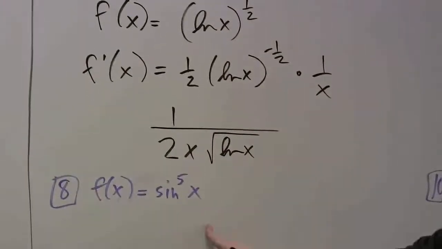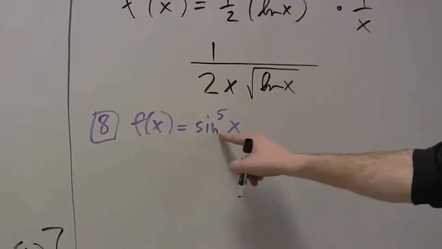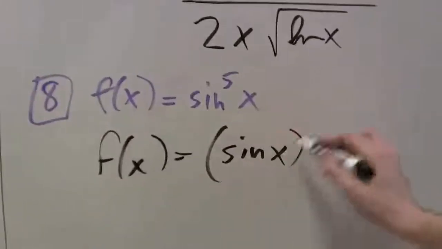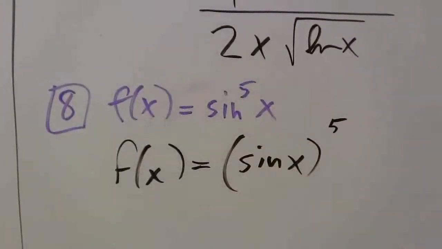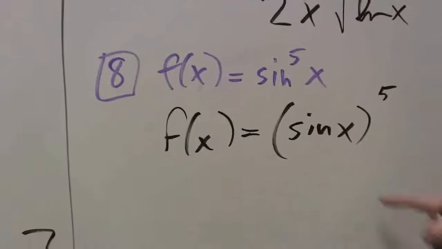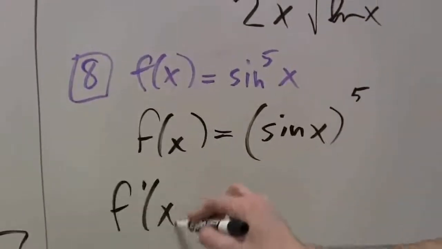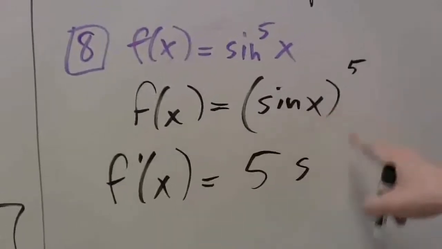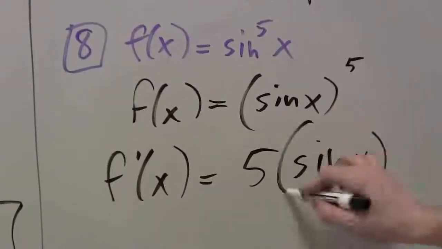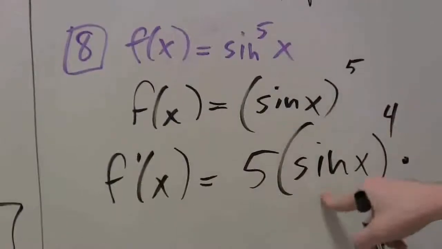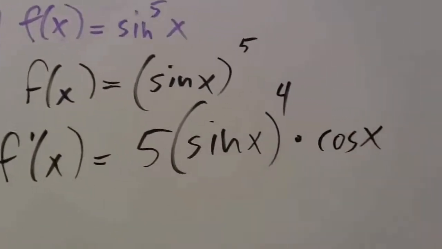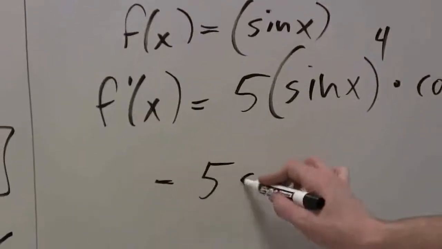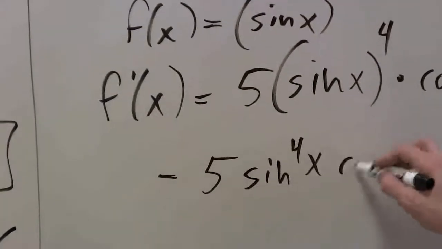Number 8 is kind of important. Though we are in the habit of writing it as sine to the 5th x, don't forget that that actually means sine of x to the 5th. So the outer function is the something to the 5th, and the inner function is sine x. And so the derivative is 5. The derivative of something to the 5th is 5 something to the 4th, back inside for the derivative of the something, which is cosine. And then if you want to write it in the standard way, it's just 5 sine to the 4th x cosine x.